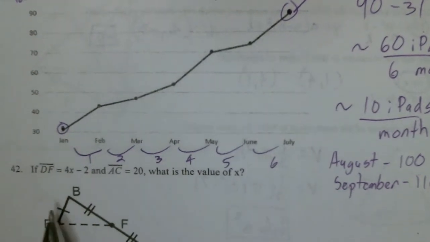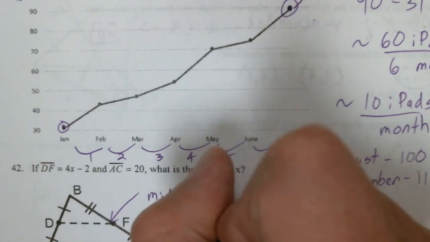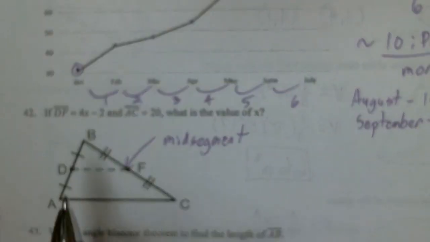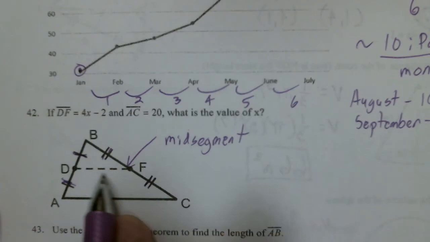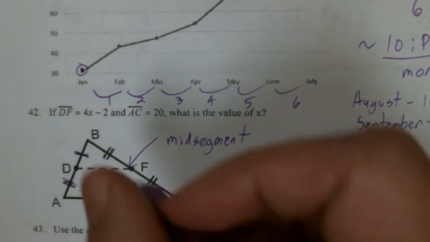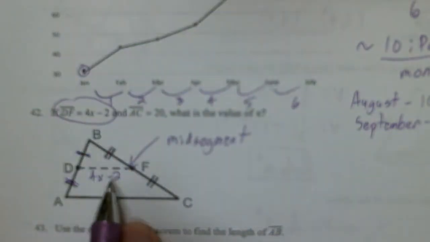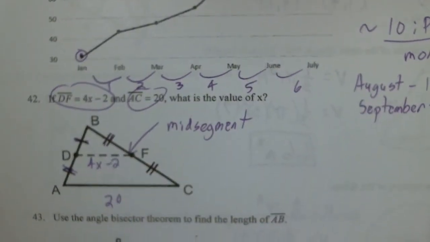All right, so 42, this is mid-segment. This is all Chapter 4 stuff. So this should be fresh in your minds because you just took a test on this yesterday. So, how do I know it's a mid-segment? Because I got ticks here, I got ticks here, at the halfway spot in between both of these sides of the triangle. So mid-segment is 4x minus 2. That's this guy, DF. And then AC, the base is 20. So you got to remember the mid-segment is half of the base.